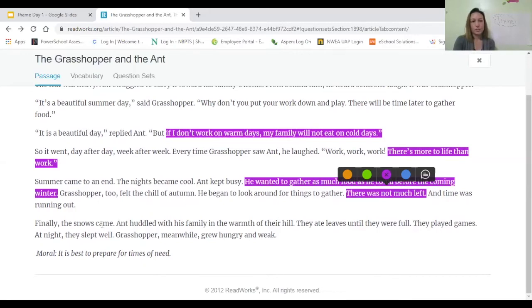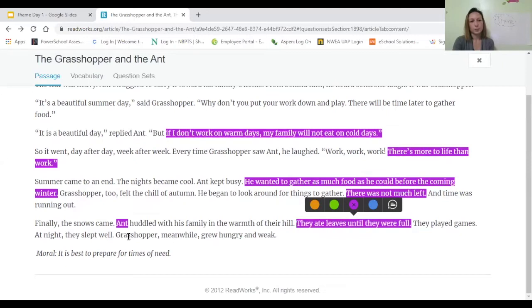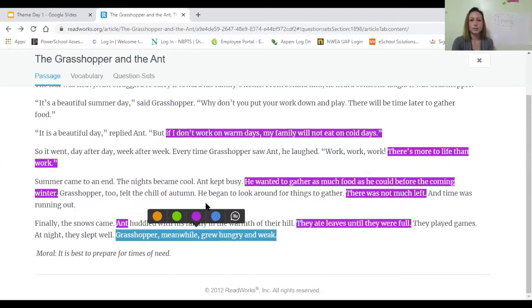Okay, and we know ant is eating until they are full. They ate until they were full. But grasshopper grew hungry and weak. And why was he growing hungry and weak? He didn't have any food stored up.